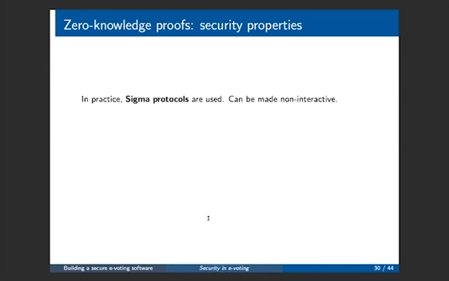In practice, what we use in e-voting is something called Sigma protocols, which can be made non-interactive. So by that, I mean that it's not an interaction between a prover and a verifier sending challenges to each other and replying, but it's just a set of steps that anybody can verify afterwards. So there is no interaction, sorry.